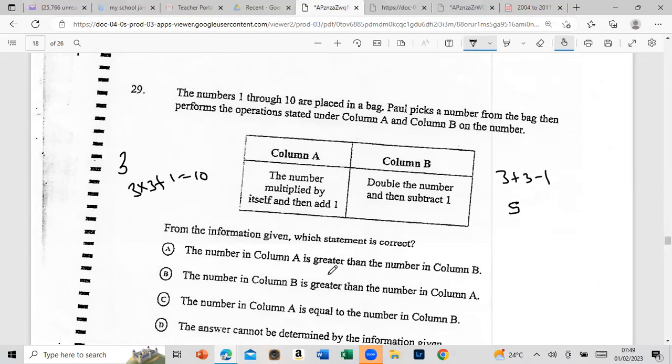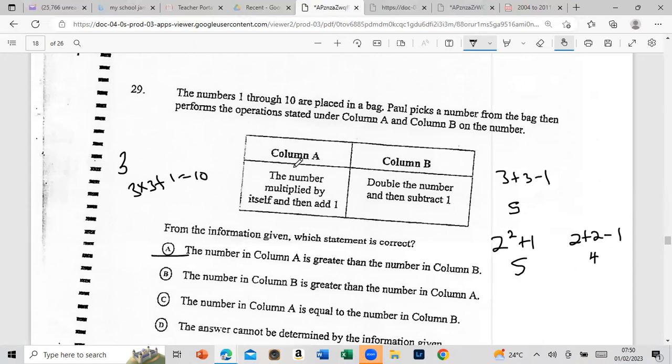Okay. That would be the number in column A. It could be the number in column B is greater. Let me see the answer. I think for any number, it would probably be double. Let us check our next number. Let us try 2. Square 2 plus 1 will give you a 5. Alright, so you add 2 plus 2, that means the number in column A will always be greater.